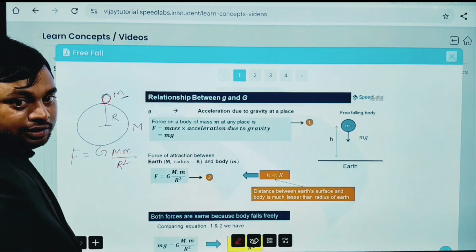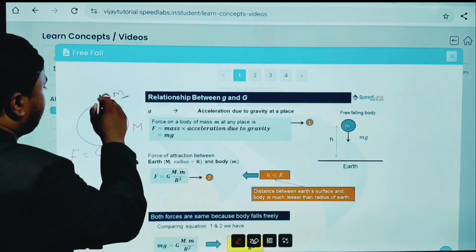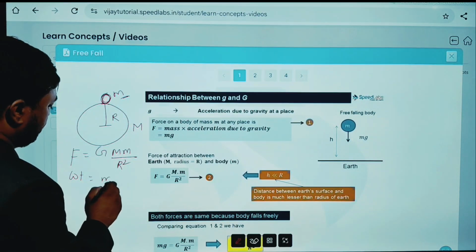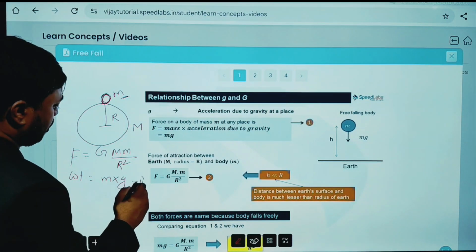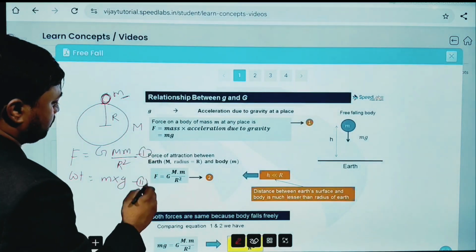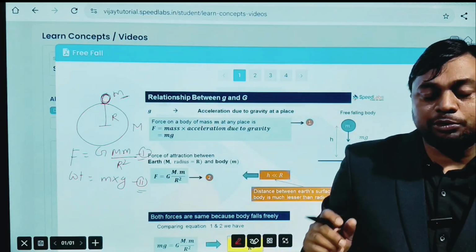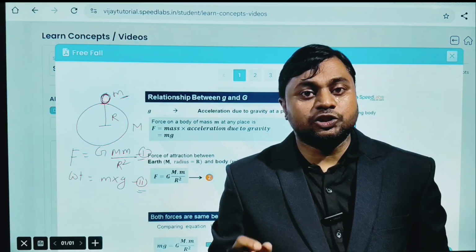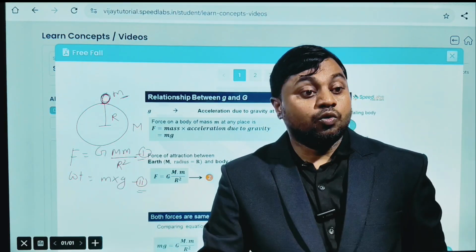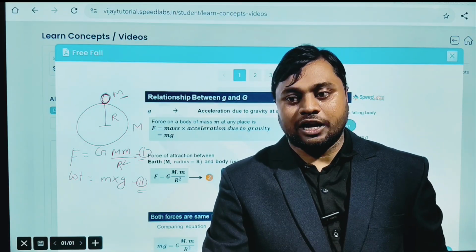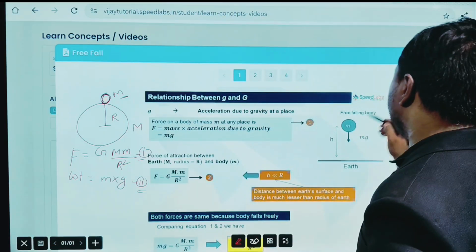Distance is what? R. Now this body, whenever it is there on the surface of the earth, it will have a weight. Weight is equal to what? M into g. Yes or no? Correct or not? Let's say this equation 1, equation 2. Remember one thing, the weight of the body on the surface of the earth is due to the force of attraction, universal force, Newton's force of attraction. Yes or no?